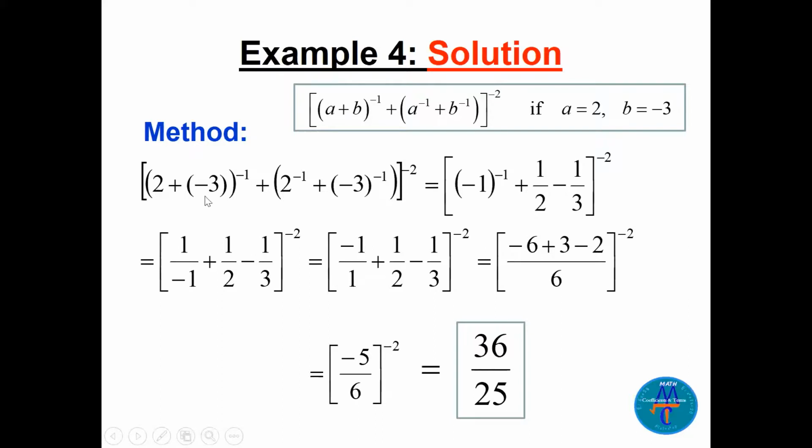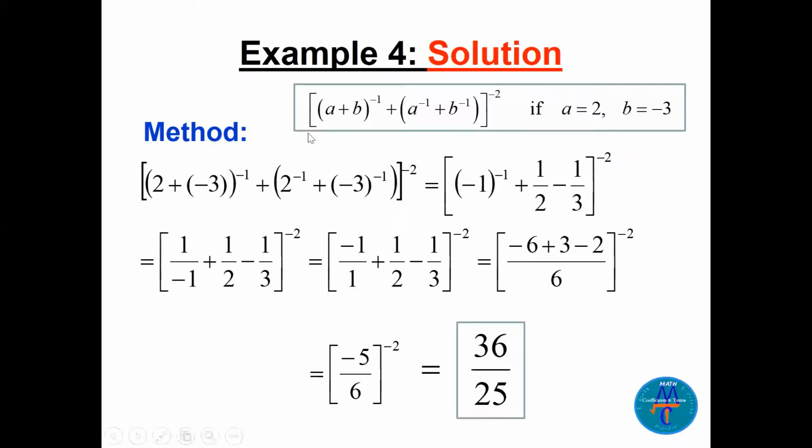2, this is a, and b is minus 3. You see a plus b. So directly you can write 2 minus 3. See, minus 1 is there, to the power minus 1. See, nice number. Minus 1 to the power minus 1.